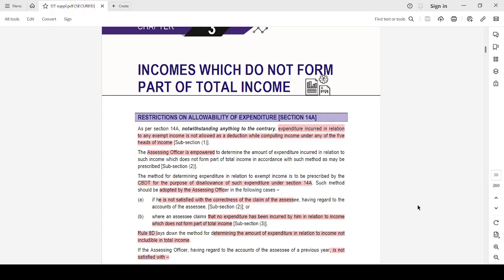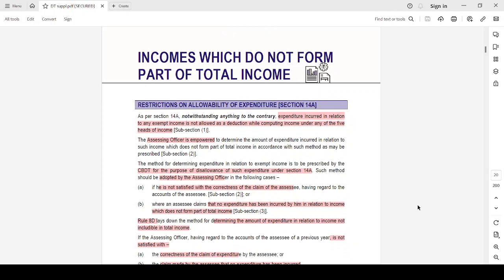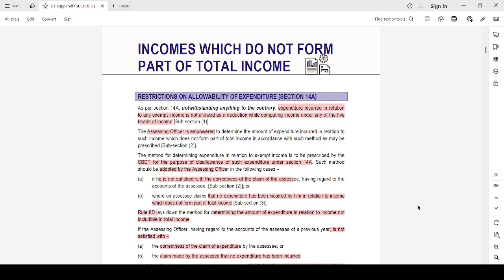Hi everyone, in this video we are going to discuss the restrictions on allowability of an expenditure under section 14A. What does section 14A actually mean? It talks about the expenditure incurred in relation to an exempt income, which is not allowed as a deduction while computing income under any of the 5 heads of income. Who is empowered here? The assessing officer is empowered to determine the amount of expenditure in relation to such income which does not form part of the total income.